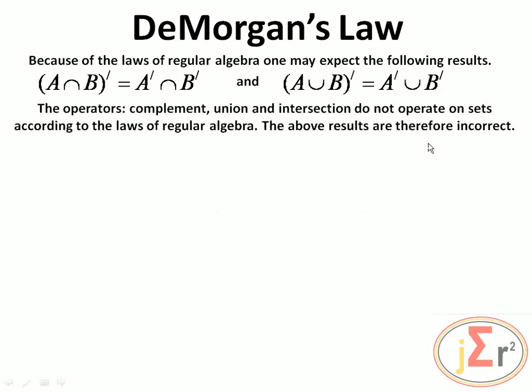The operators, which are complement, union, and intersection, do not operate on sets according to the laws of regular algebra. The above results are therefore incorrect. Why are they incorrect? Because the operators that we have, complement, union, and intersection, as applied in set theory, do not operate according to the regular laws that are used in algebra.